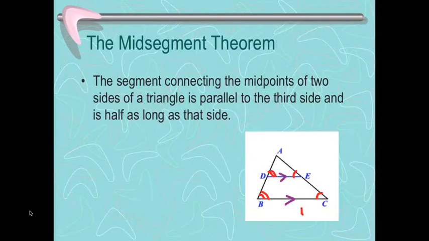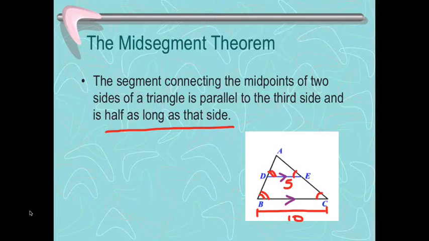All right, now let's go to the next part of the theorem. It says the segment is parallel to the third side, and is half as long as that side. So that means that if this length here was 10, DE times 2 equals BC. So if BC was 10, how much would DE be? 5. Okay. Wait, take a step back and say that again, because I think I missed something.